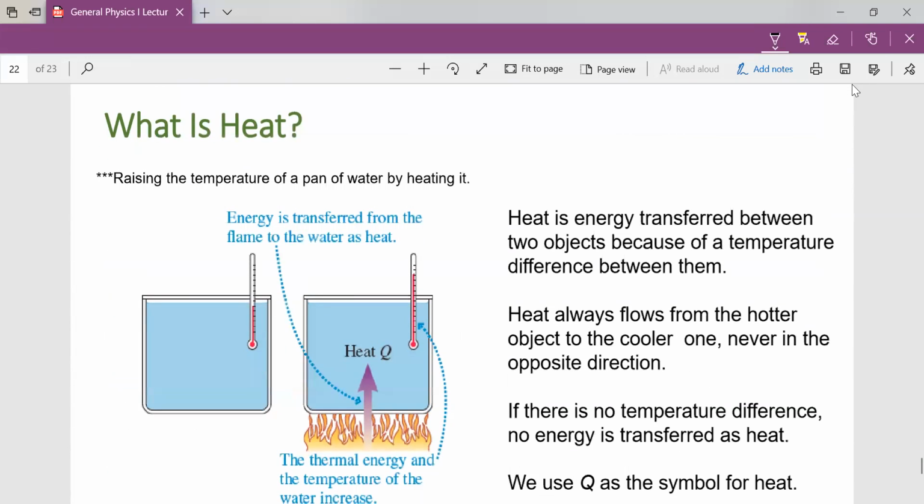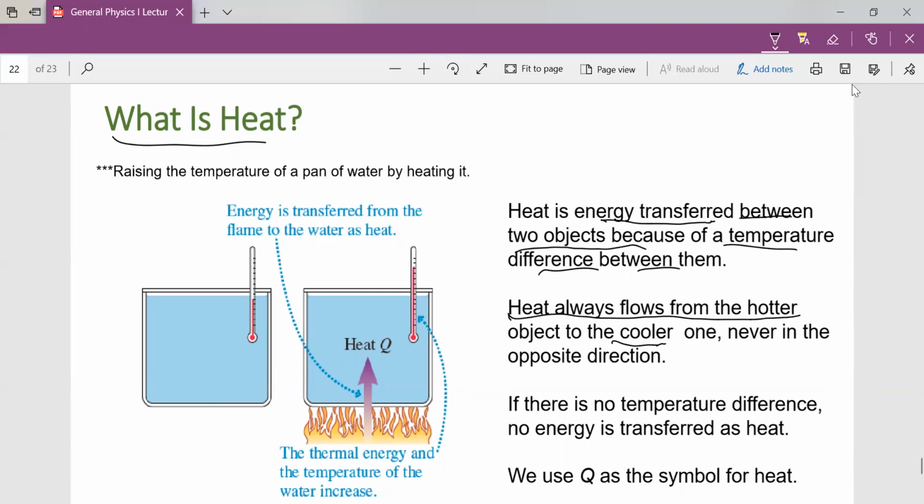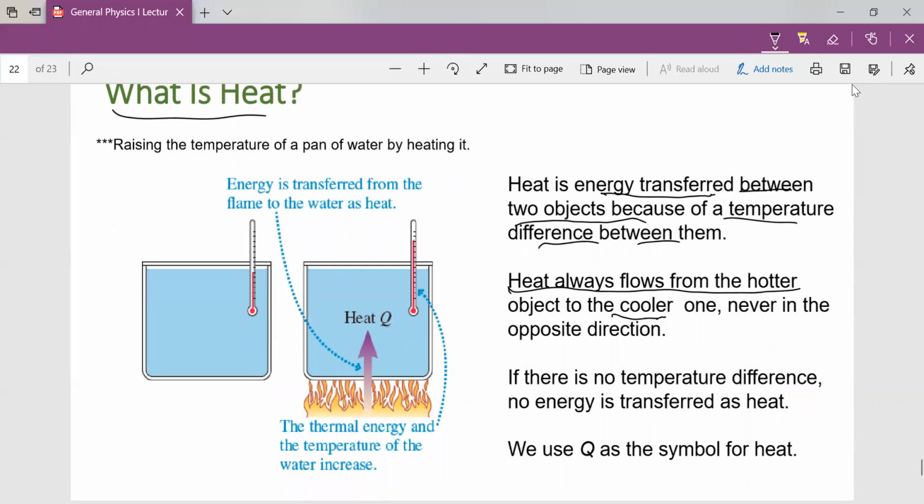So let's look at the very last of the three components, which is heat. Heat is actually the transfer of energy between two objects as a result of temperature difference. When there's no temperature difference, heat cannot be transferred. So heat is always flowing from the hotter to the cooler parts and never in the reverse way. It does that until the system balances.